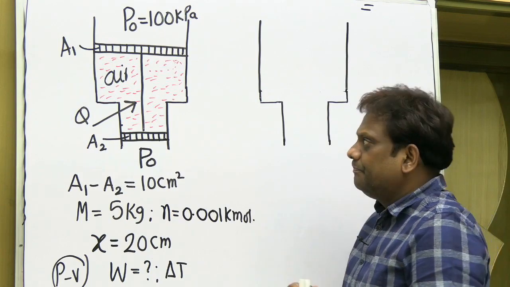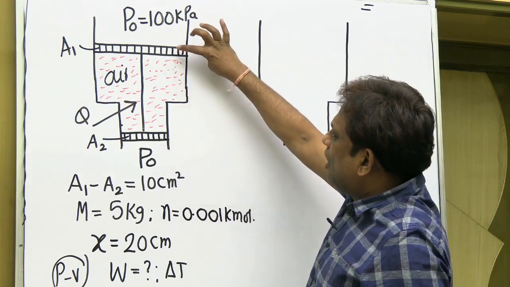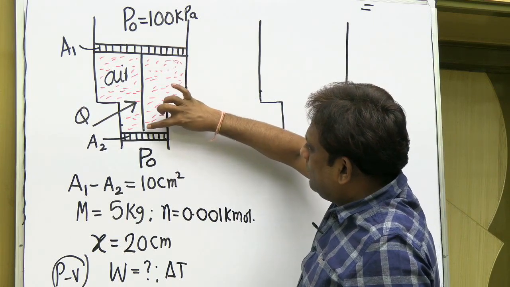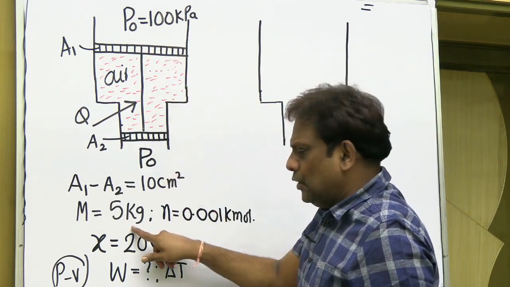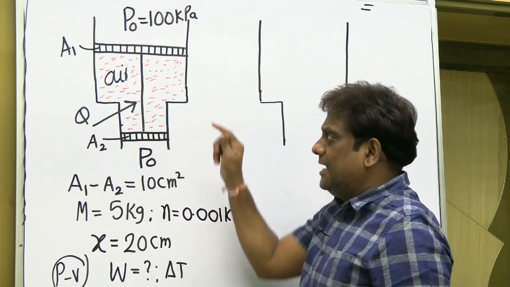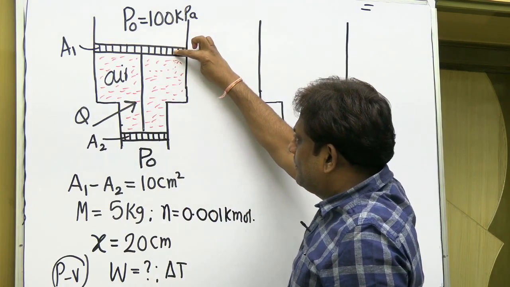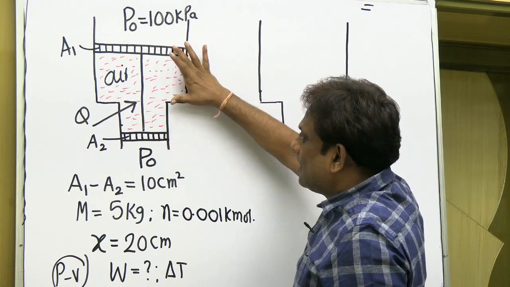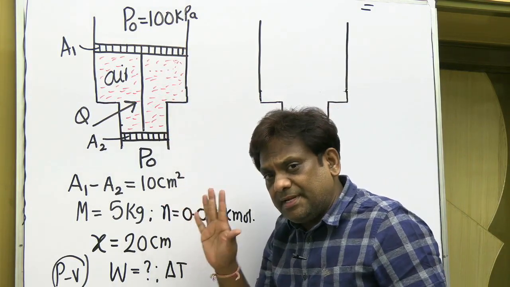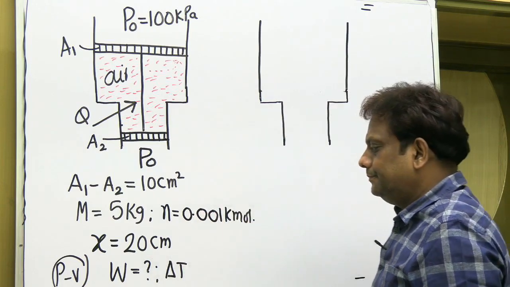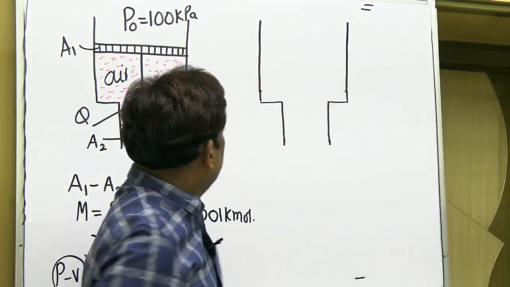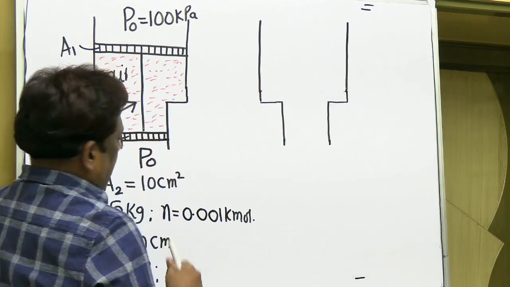I repeat the question. The mass of the piston assembly, both the pistons plus rod put together, is 5 kilogram, and the difference in area is given. So the top piston, bottom piston, they are of different sizes. The difference in area is 10 centimeter square, that is also given. Now, this is a good question. Let's try to see how we achieve this.